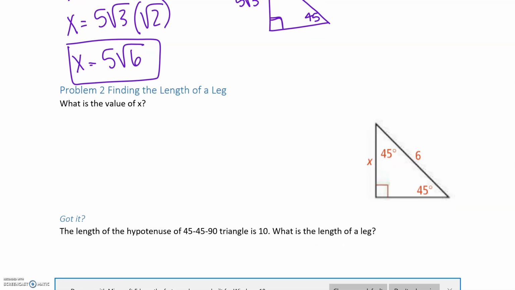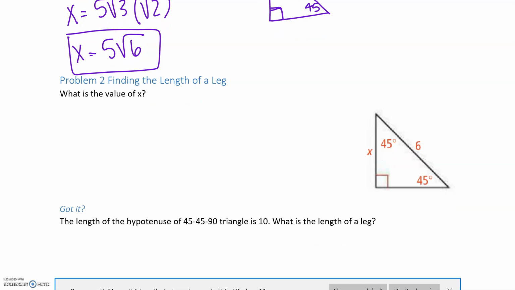Okay, so now what if we want to find the length of a leg? Right now we know that the length of the hypotenuse is 6, and we want to find the length of our leg. So we know that our hypotenuse equals S square roots of 2, right? And we just want to find S by itself. So if we have x equals S square roots of 2, we're going to solve for this S. What we need to do is divide both sides by the square root of 2.